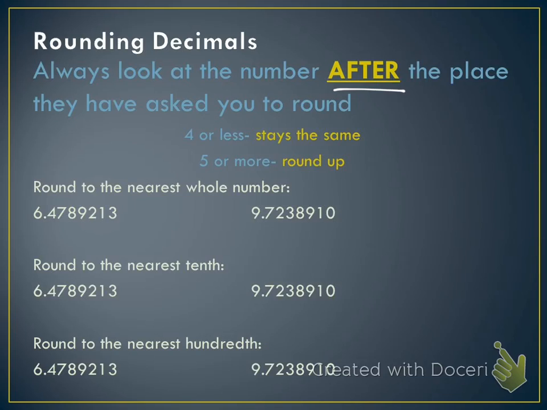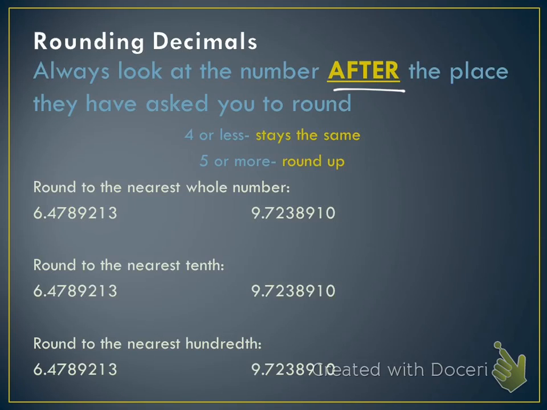For instance, something very common that you probably do all the time is grades. If you have an 89.6 in my class, what grade do you have? 90. A 90, because that 0.6 rounds that 89 up. But what if you had an 89.4? It stays the same, 89, because it's 4 or less. Does that make sense? Okay?